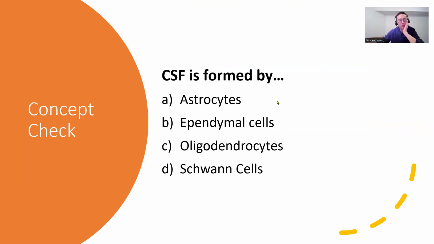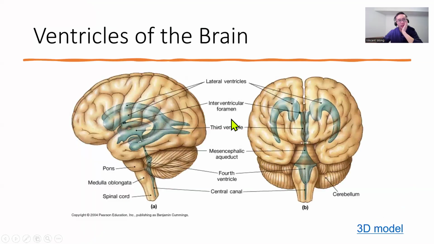Okay, CSF is formed by, we literally just wrote it down. The answer would be ependymal cells. All right, I'm gonna show you the ventricles now, and I'll try my best. It's really hard to do this virtually.